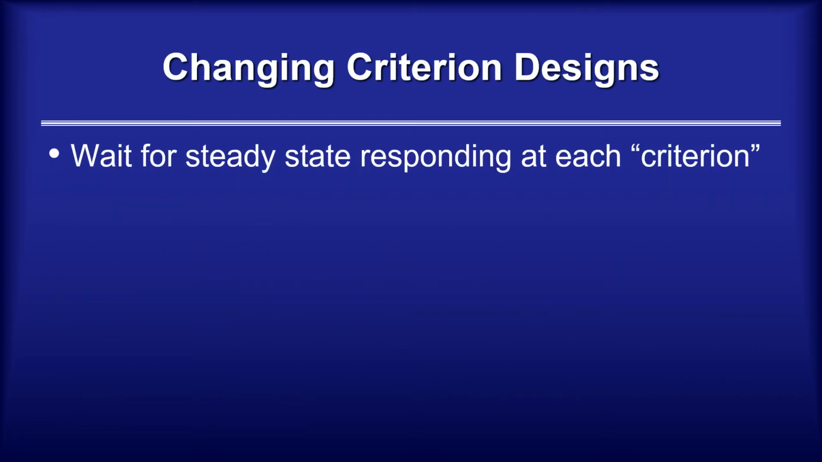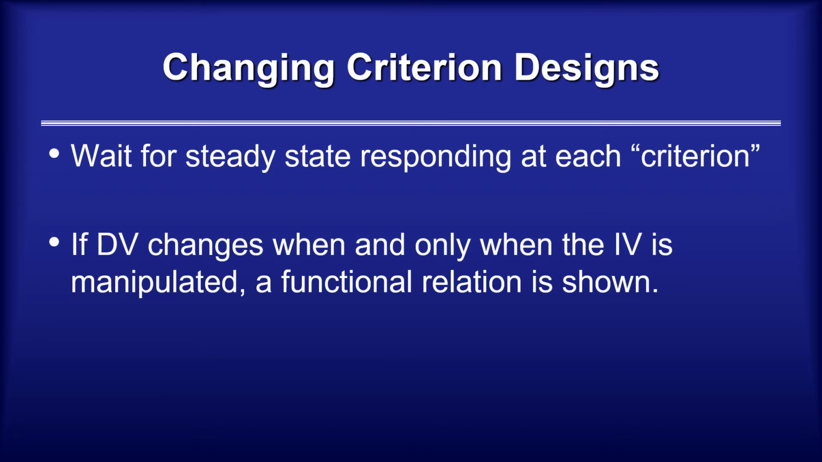The essential rule for a changing criterion design is to establish stable responding at baseline and prior to implementing any new criterion. The criterion at each level is considered met if responding matches or exceeds that criterion. If the dependent variable changes when and only when the independent variable is manipulated, a functional relation is shown.